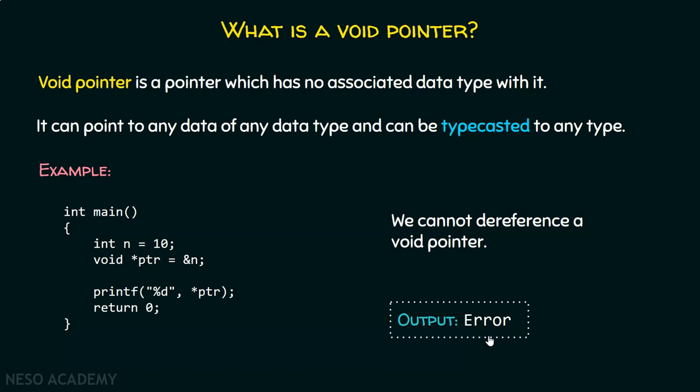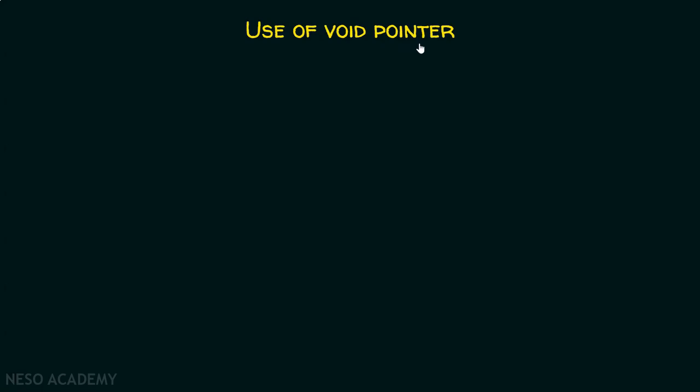Now you might be having a question why we are even using this pointer. Eventually we need to typecast it to some other pointer. Why can't we simply use an integer pointer? Why are we even bothering about this type of pointer? Why is there a need of typecasting? We have to typecast it, then use it. Why do we have to do so many things when we can simply use an integer pointer? Let's discuss the use of void pointer.